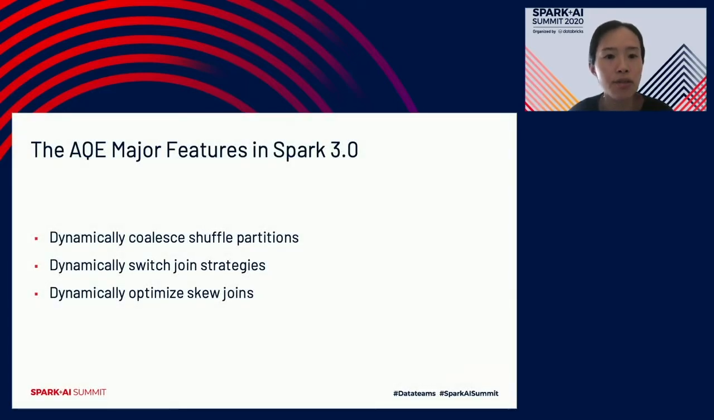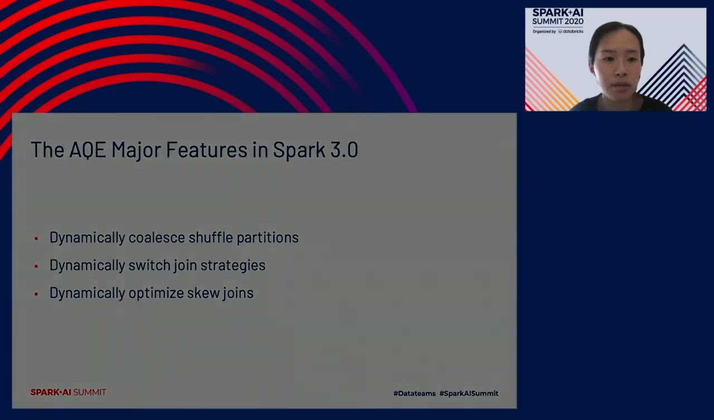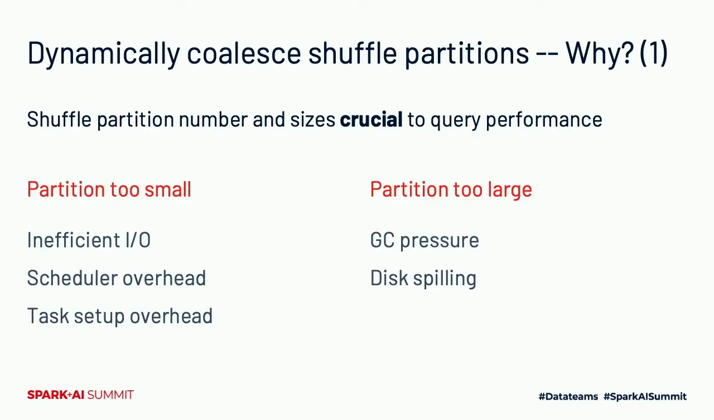Now that we've gone through AQE's framework and workflow, we'll introduce the three major optimizations AQE has implemented in Spark 3. First one is the dynamic coalescing, or combining, of shuffle partitions. Second one is join strategy switching, basically from sort merge join to broadcast hash join. And the last one is the dynamic skew join optimization. Let's first look at the dynamic coalescing of shuffle partitions.